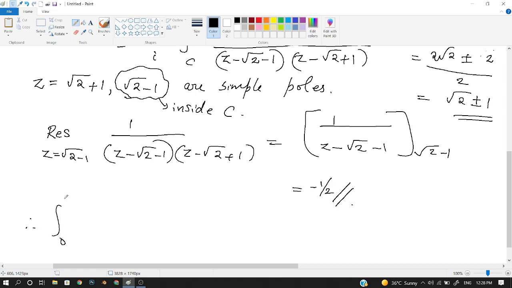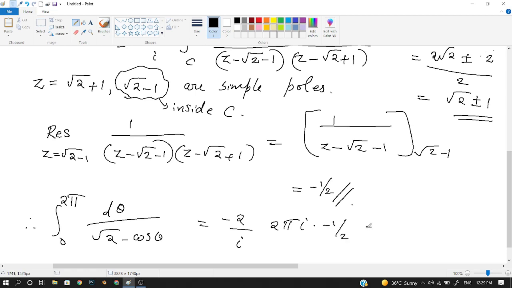Therefore, integral from 0 to 2 pi d theta divided by root 2 minus cos theta is equal to minus 2 by i, 2 pi i into the sum of residues, because here we have only one singularity inside C and that is at root 2 minus 1. So we write the residue at the point root 2 minus 1, into minus 1 by 2 only. So that is equal to 2 pi.